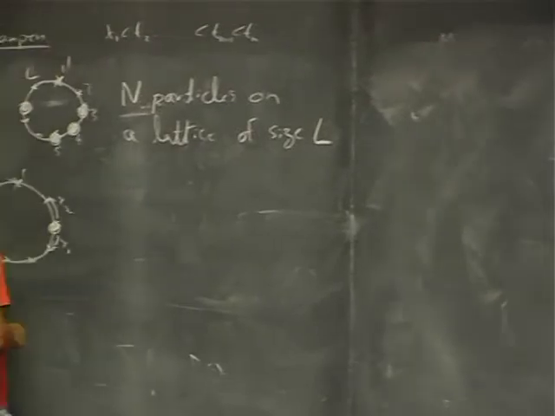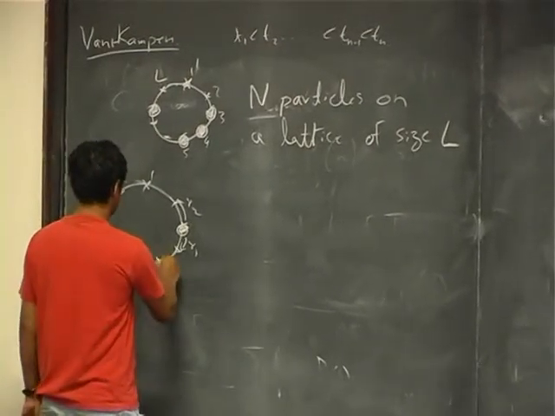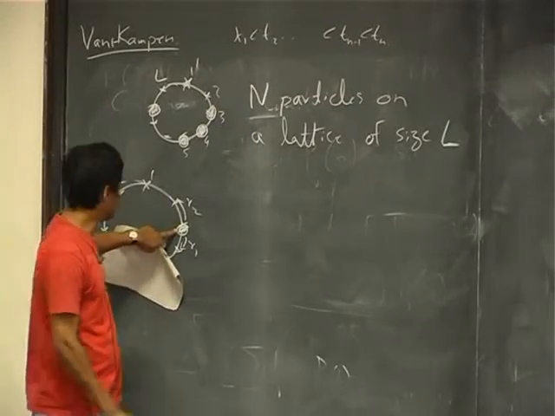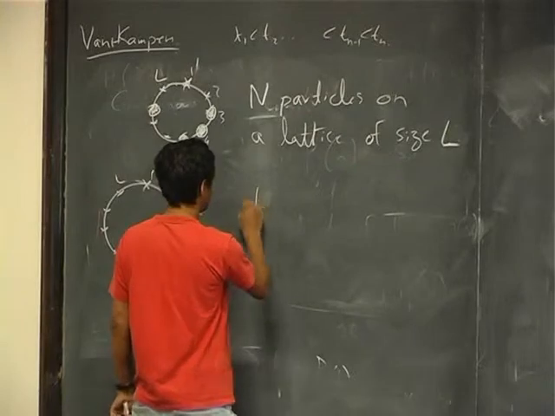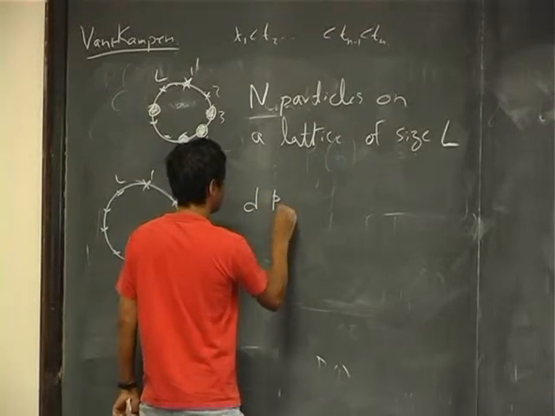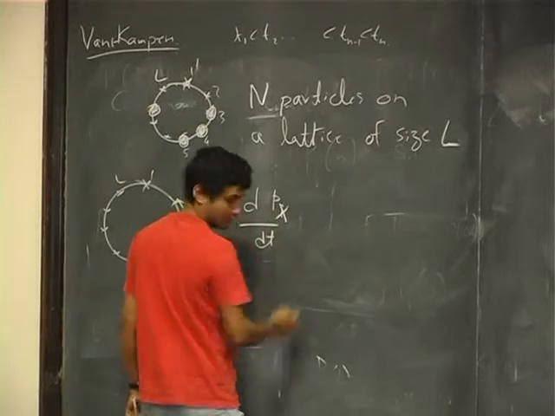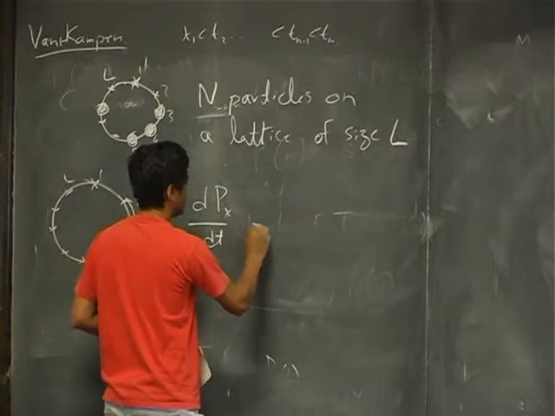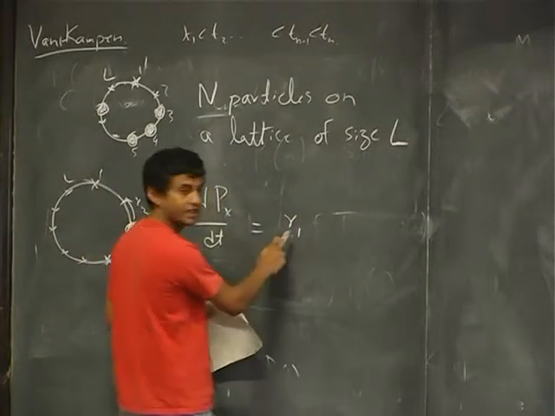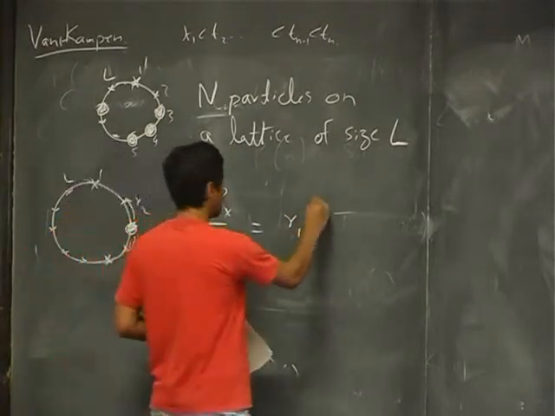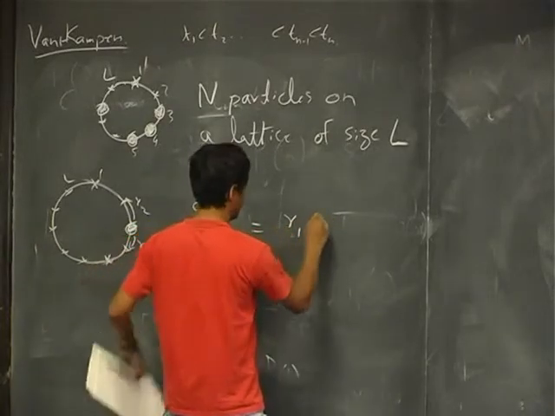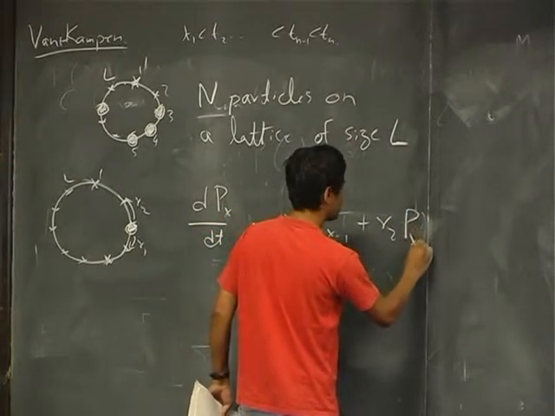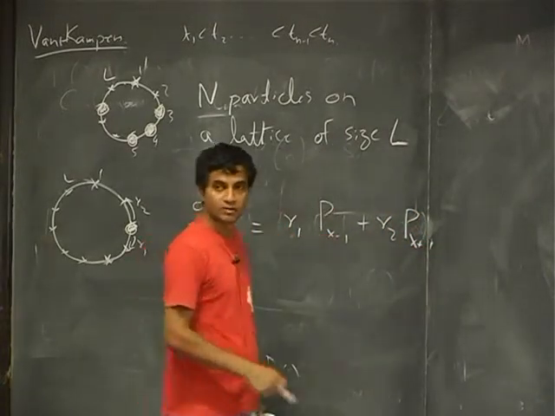Okay, so first let's again recall how we solved this problem, right? So what did we do? We wrote an equation like dp by dt of x: with rate R1 it can come from p of x minus 1, and with rate R2 it comes from p of x plus 1. So then what is the other?